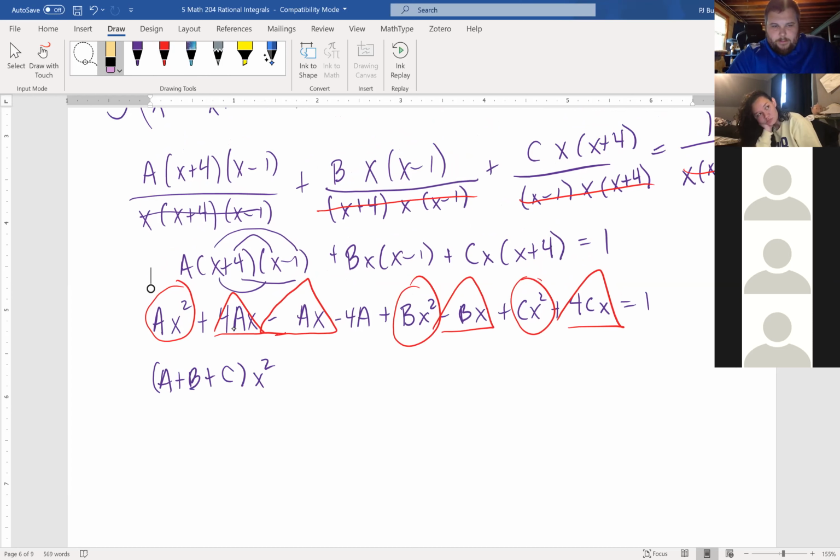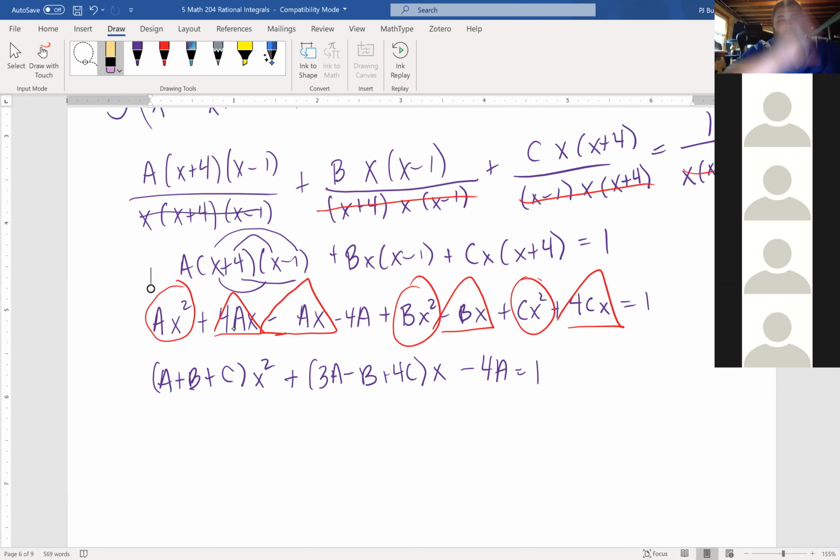And then, so these two are going to be 3a times x, right? So 3a. Then I have minus b plus 4c all times x. And minus 4a for a constant. Everybody with me so far? Yes. I've done absolutely no calculus yet.